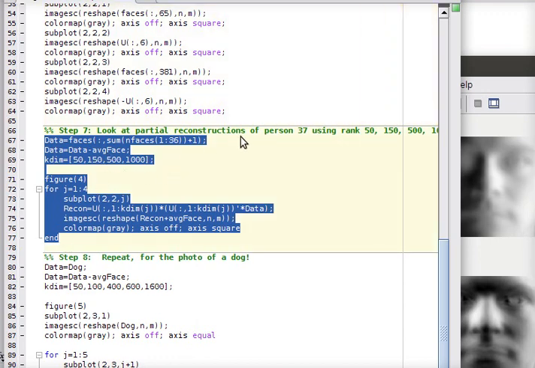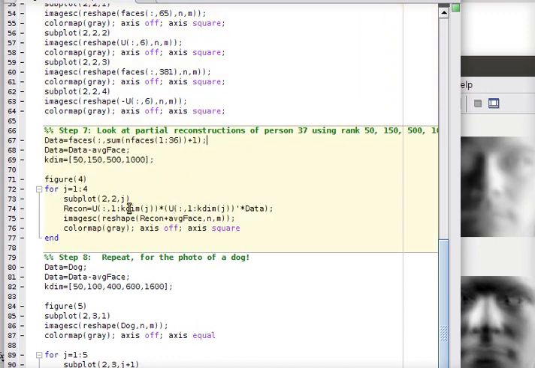Partial reconstructions mean what? This is the key line for that, right? Where you take U times U transpose times your data. That's projecting your data into these basis vectors. But of course, remember now that this is only going from 1 to either 50, or 1 to 150, or 1 to 500, or 1 to 1000. And so let's see what these reconstructions look like.